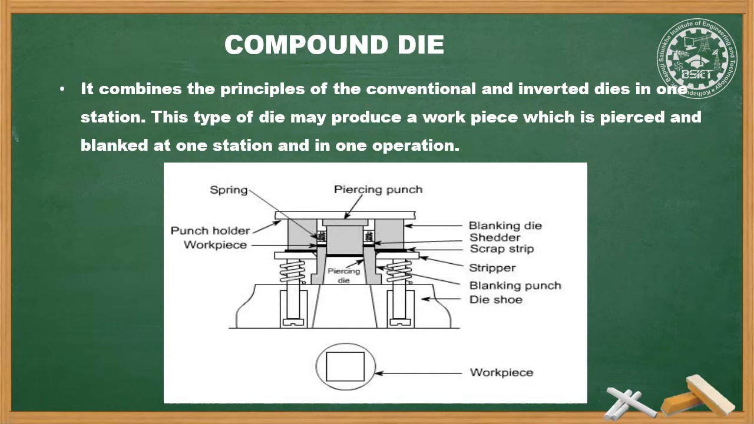Its matching die opening for piercing is machined into the blanking punch. The blanking punch and blanking die opening are mounted in an inverted position. The blanking punch is fastened to the die shoe and the blanking die opening is fastened to the punch holder. In this simple type of die we can obtain both operations, so it is called a compound die. Both piercing and blanking operations can be done with the help of this die.